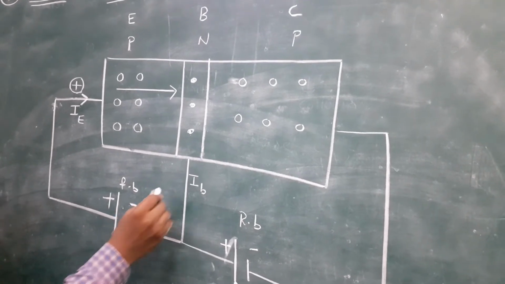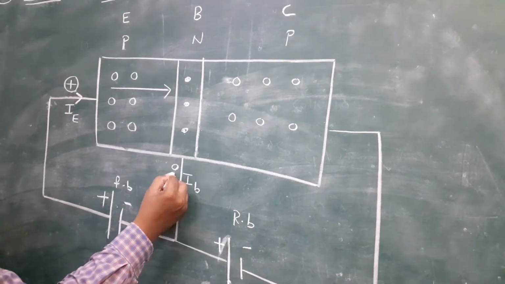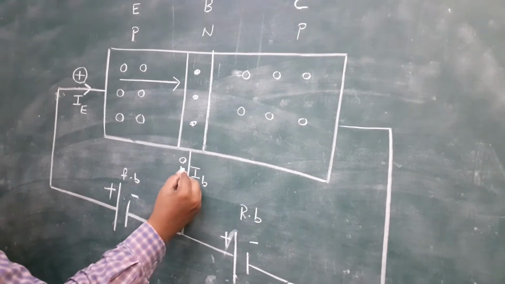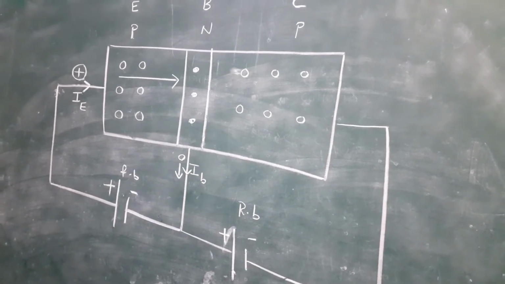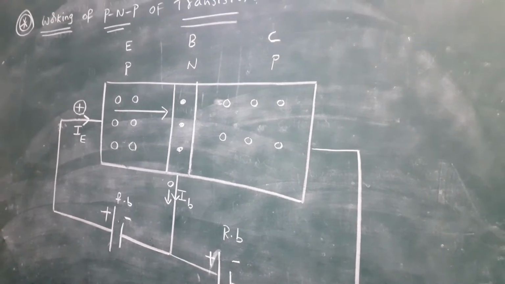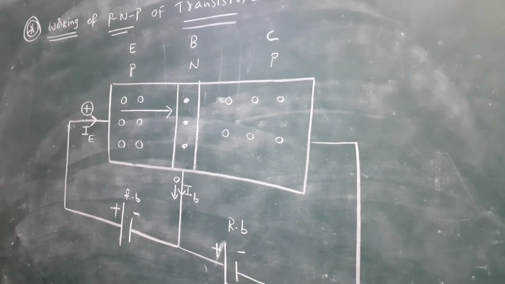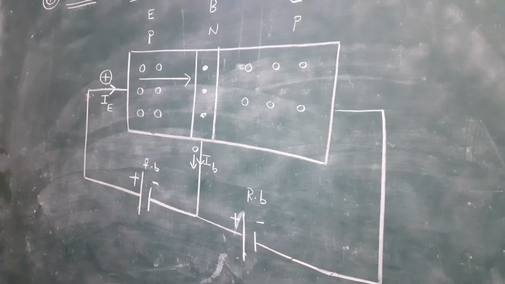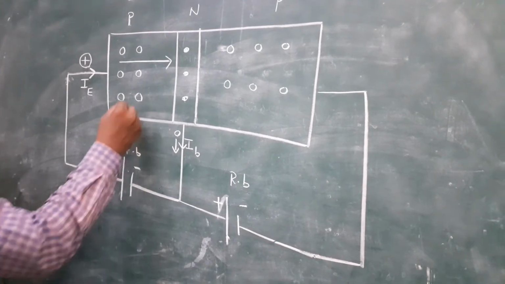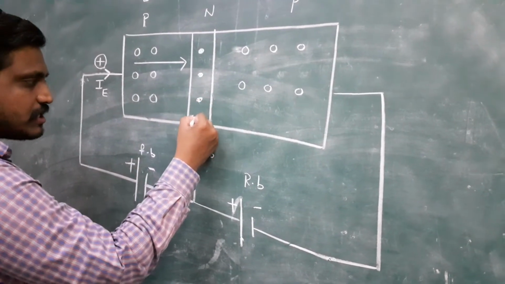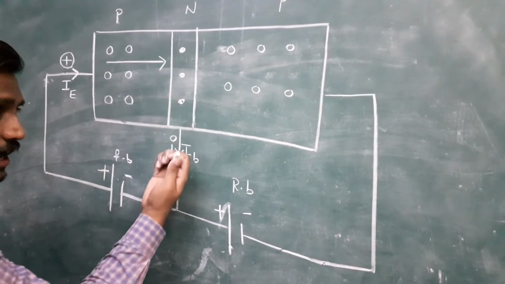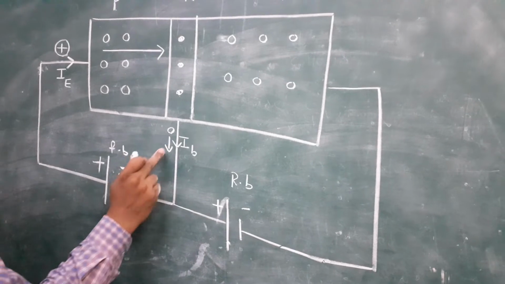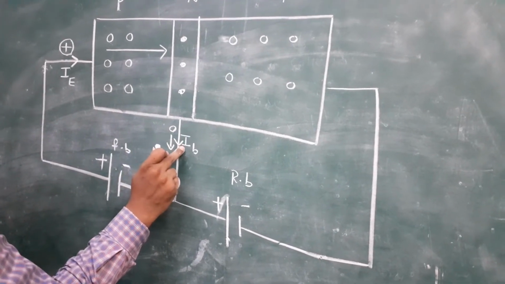This minus terminal attracts the holes. So that's why this is the direction of base current. Base current direction is always in the same direction as holes and in the opposite direction of electrons. Of the 100% holes, some of the holes are attracted by the negative terminal, because this is minus. Hole direction and current direction are the same.